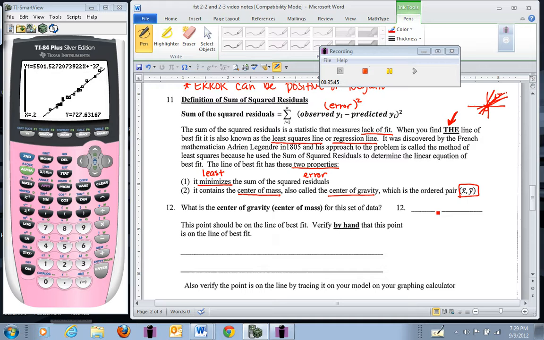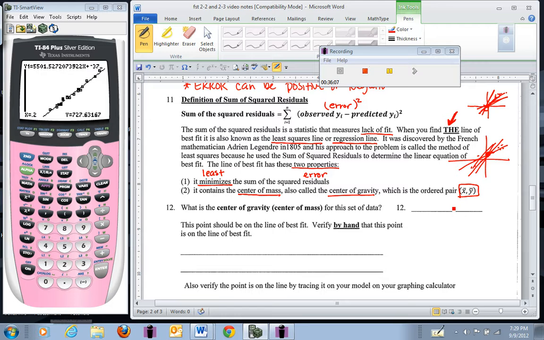So one of the things that Legendre figured out was that to have a place to start when you have this whole scatter plot full of points and you're trying to line up something, is to get the mean of the x's and the mean of the y's and plot that point. So he would plot that point. And then he would take his line and run it through there, and he would tweak it, pivoting around from that point. This is the only point right here that's guaranteed to be on the line of best fit.